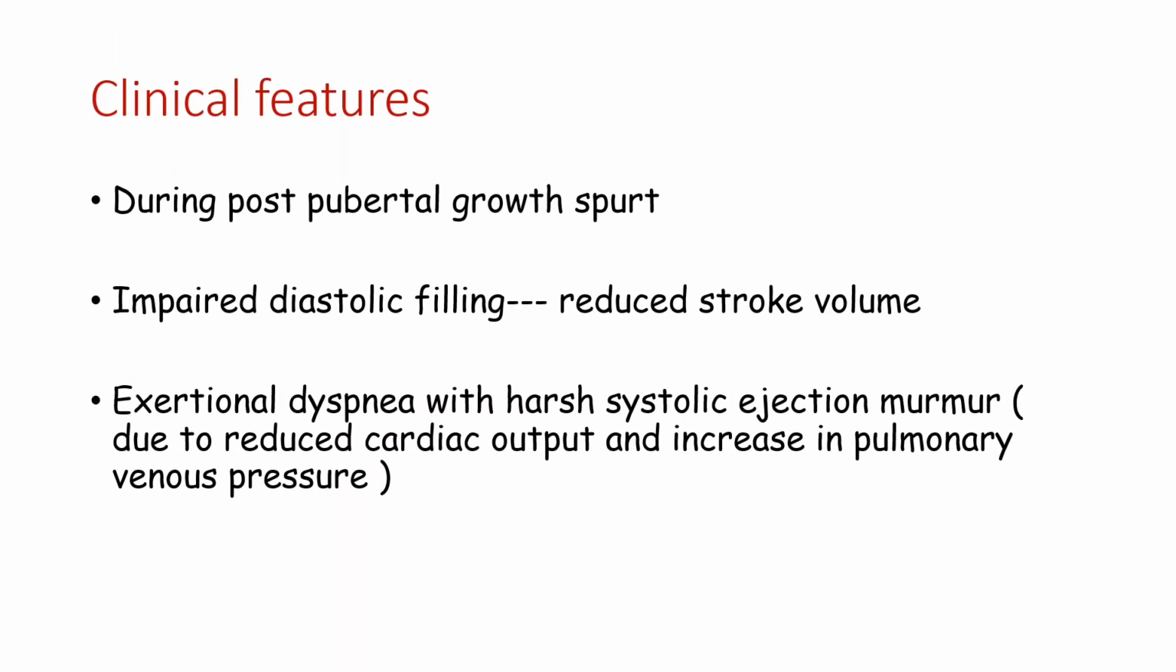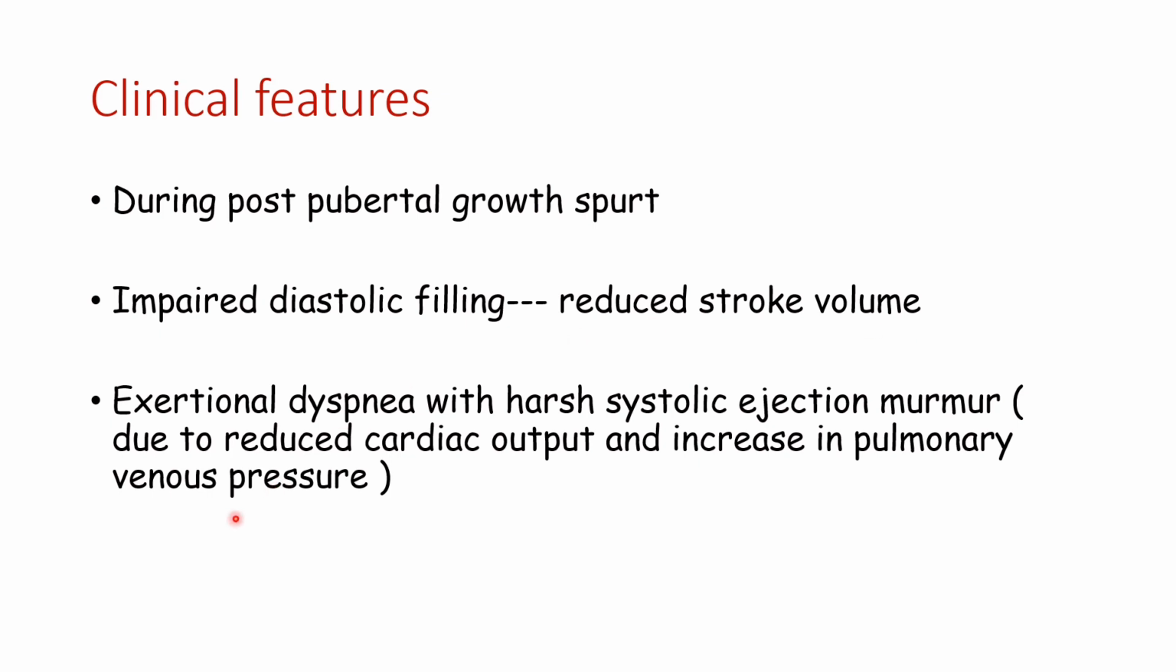So in clinical features, this will be most apparent during the post-pubertal growth spurt. And there will be reduced stroke volume. That is, the amount of blood that gets out of the ventricle per stroke will be reduced. This is because of impaired diastolic filling. We have discussed that the heart is mostly contracting. So there is impaired diastolic filling. There is less space as well inside the cavities because of the banana configuration. And that's why we have decreased volume of blood coming out of the ventricular cavity.